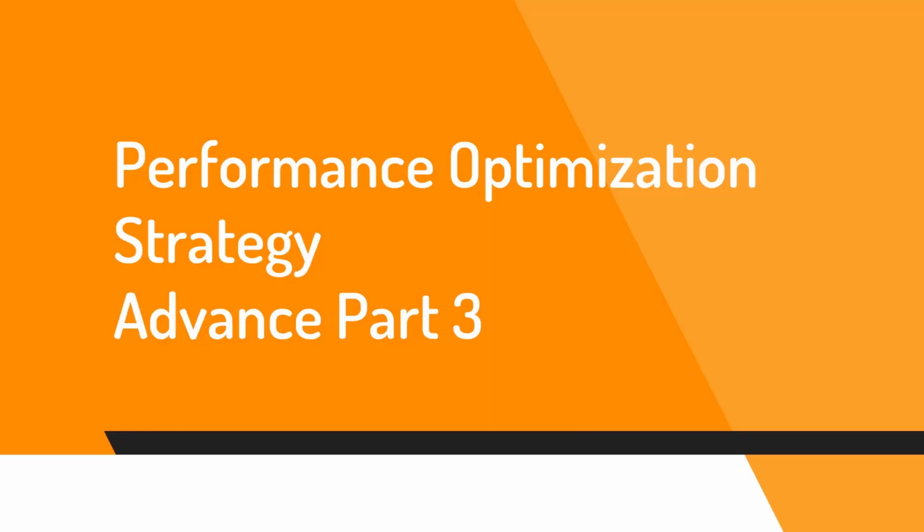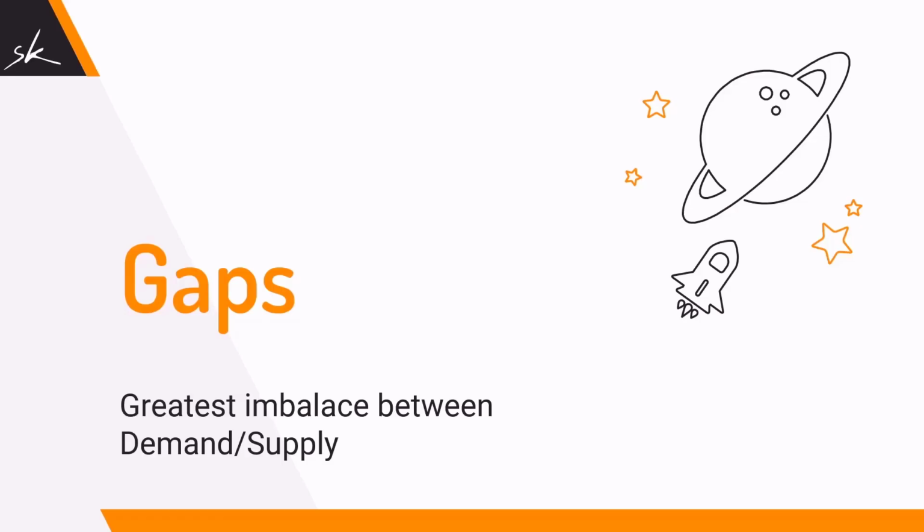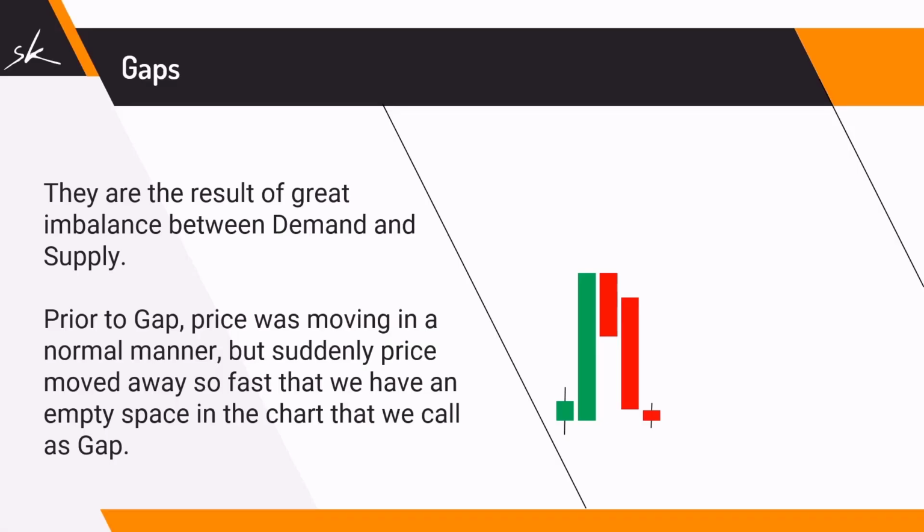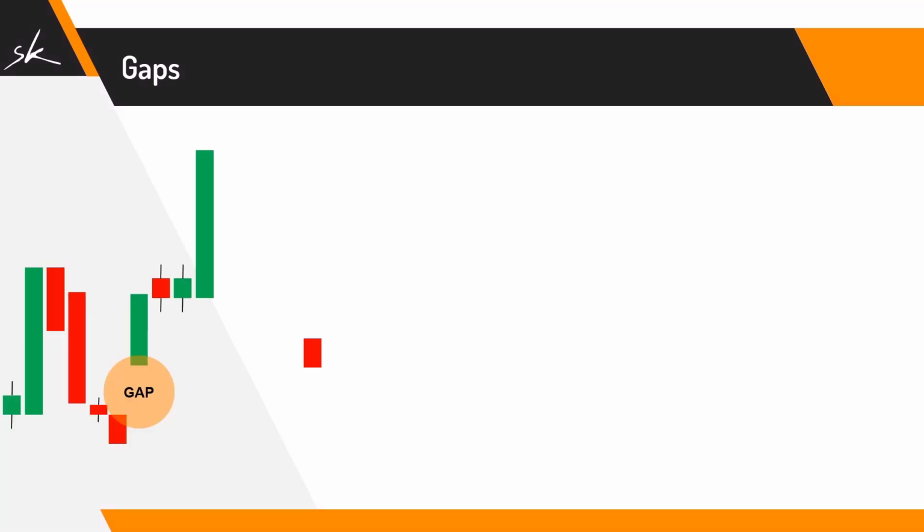Performance Optimization Strategy Advance Part 3. Gaps represent the greatest imbalance between demand and supply. Difference between any two consecutive candles' closing price and opening price is called a gap. They are the result of the greatest imbalance between demand and supply. Prior to the gap, price was moving in a normal manner, but suddenly price moved away so fast that we have an empty space in the chart that we call a gap.